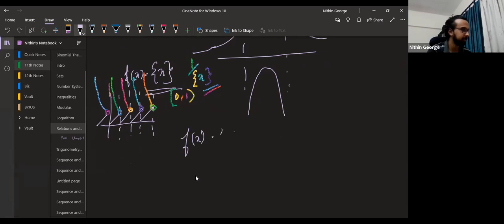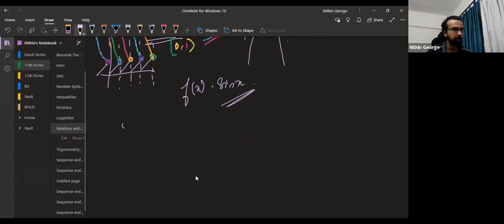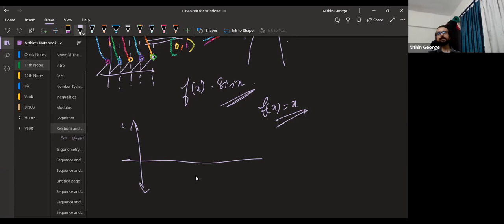Right. Now, f of x into sin x. Okay. Let f of x be monotonic. Like basically it's just continuously increasing or continuously decreasing. So if f of x had a graph, something like, let's take f of x equal to x. What will the f of x sin x graph look like?